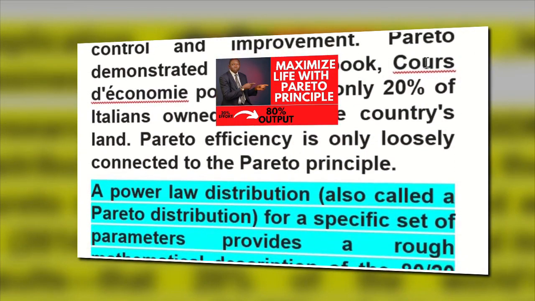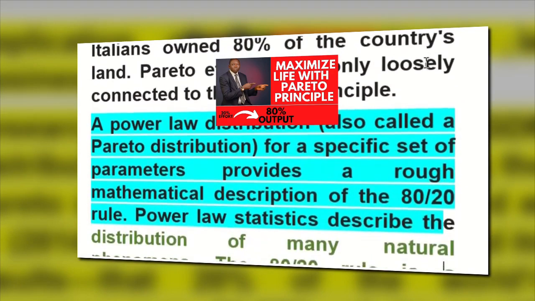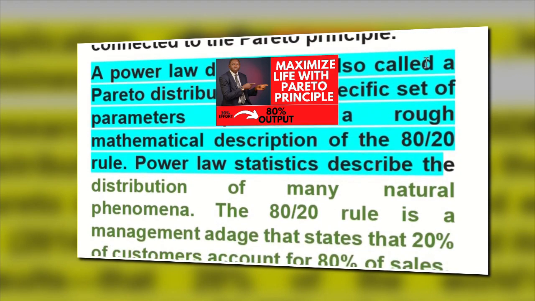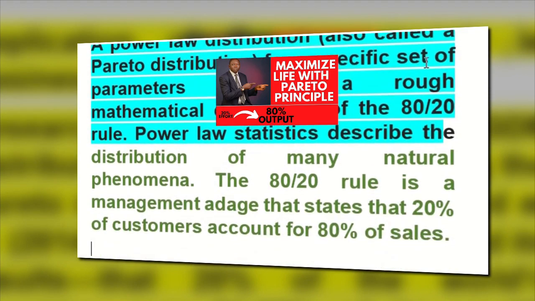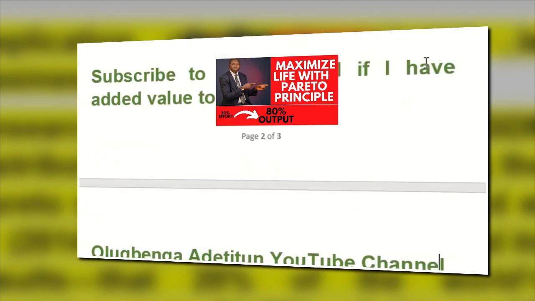A power law distribution, also called a Pareto distribution for a specific set of parameters, provides a rough mathematical description of the 80-20 rule. Power law statistics describe the distribution of many natural phenomena. The 80-20 rule is a management adage that states that 20% of customers account for 80% of sales.